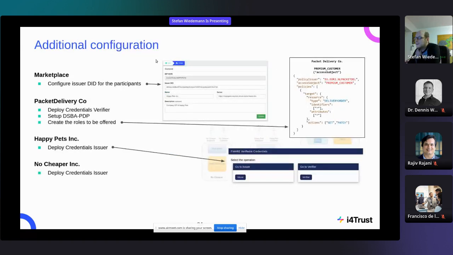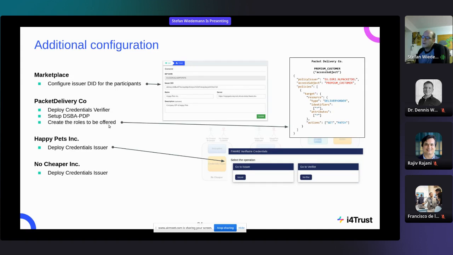Okay, we need some additional configuration to the things that we had before. On the marketplace, as I already showed, we need to configure the issuer DID for the participants so that it can be used later in the policies. For packet delivery, we need to deploy the credentials verifier. We have to set up the DSBA PDP. The DSBA PDP is basically the policy decision point that is able to understand the verifiable credentials, to fulfill all the flows, to get the policies used there and evaluate the policies.